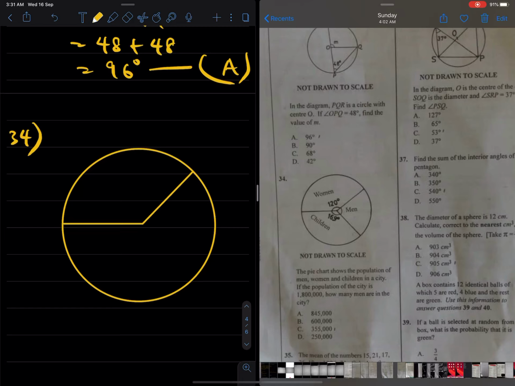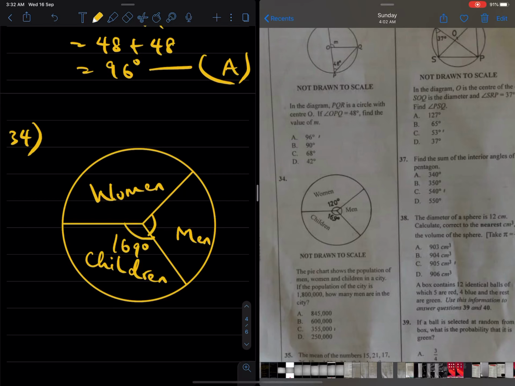This goes here in that way. This sector represents men. This represents children. And this represents women. This angle is 169 degrees, while this is 120 degrees. That's 120 degrees. Now let's see.